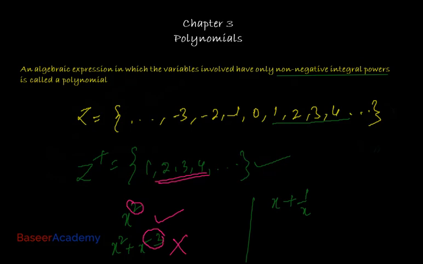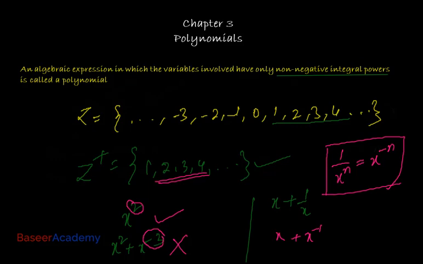Now let's see if x plus 1 by x is a polynomial. x plus 1 by x, I can write it as x power minus 1, right? I'm sure you must have learned in your lower classes that 1 by x power n is x to the power of minus n. So 1 by x would be x power minus 1. The power here again is a negative integer. So this cannot be a polynomial.